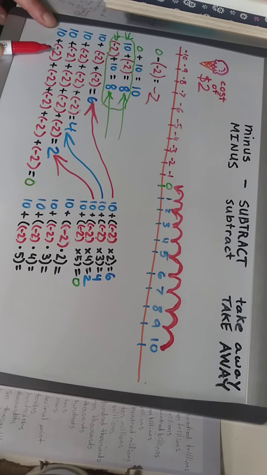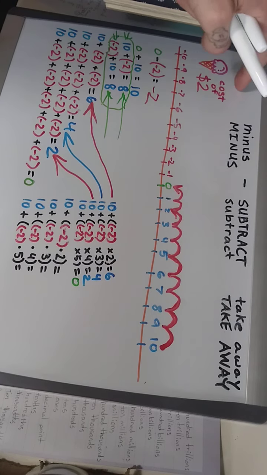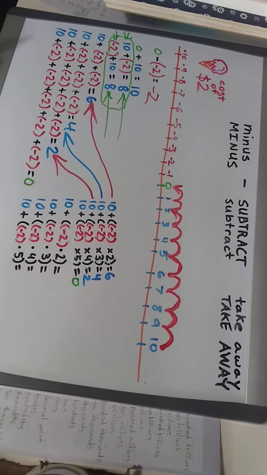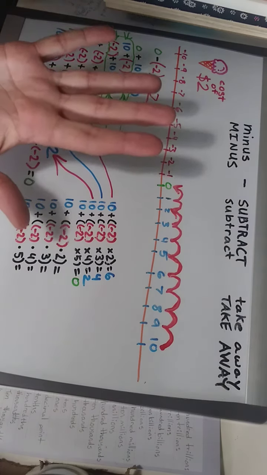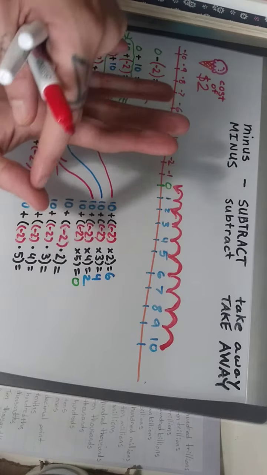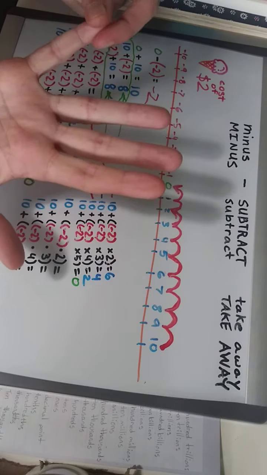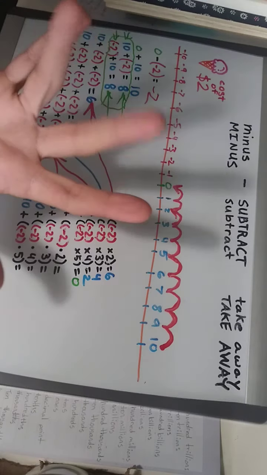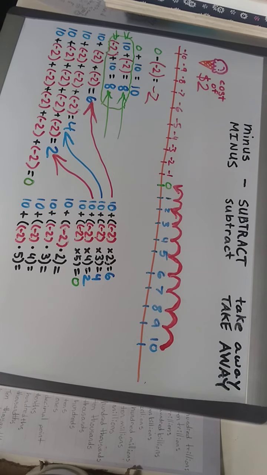10 plus negative 2, how many times? 1, 2, 3, 4, 5 times equals 0. So that equals 0 because we have $10 and we're buying 5 ice creams, and they each cost $2. If we count by 2s, 2, 4, 6, 8, 10, that's the cost of the ice creams. So we know that costs $10. Alright.